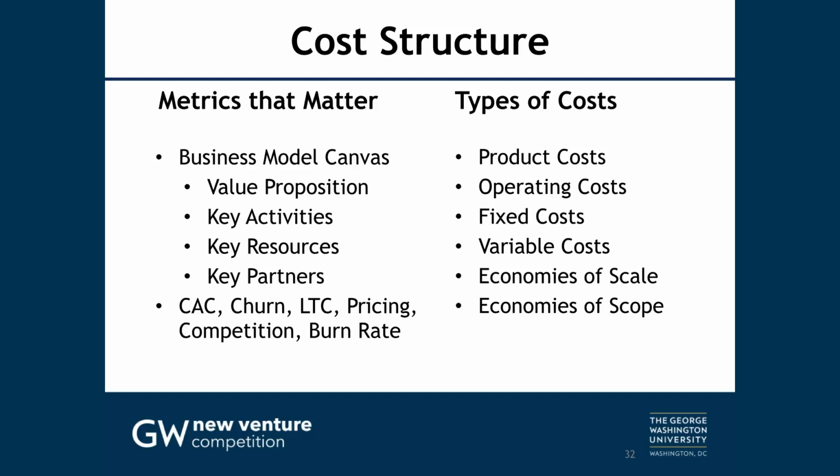On the right side of the slide here, we have the types of costs. And these are things that are going to be around how much it costs to build your product, how much it costs to operate as a business. Some of these costs are going to be fixed costs, things, for example, like your office space.